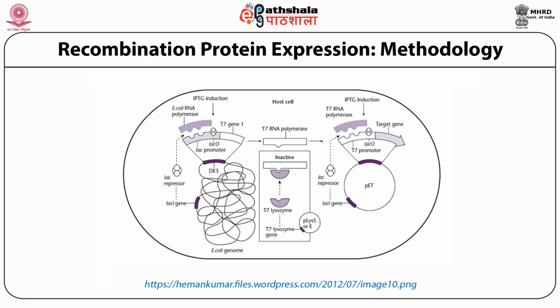Now this T7 RNA polymerase can go and bind to the T7 lac promoter of the expression vector. In the meantime, the lacI repressor, which is also blocking the T7 lac promoter, will be removed as the IPTG is added. So our E. coli RNA polymerase synthesizes T7 RNA polymerase, and the T7 RNA polymerase will go and start transcription of our target gene. Subsequently, our gene will be transcribed and translated, and protein will be produced.